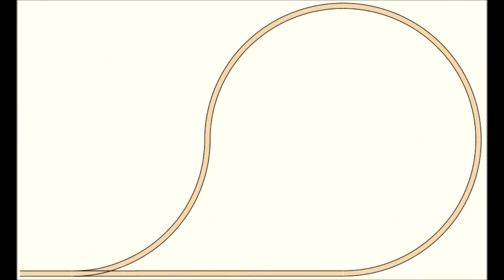And finally, P storage, with as many loops around the return as you can manage. The big advantage here is that trains arrive and depart facing in the same direction.